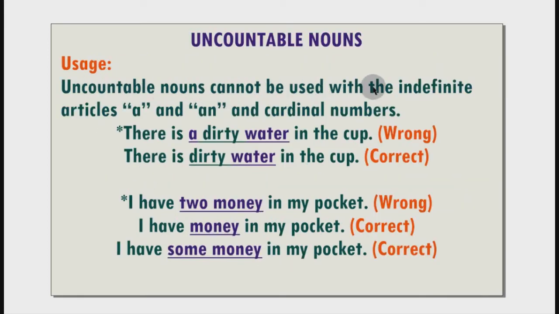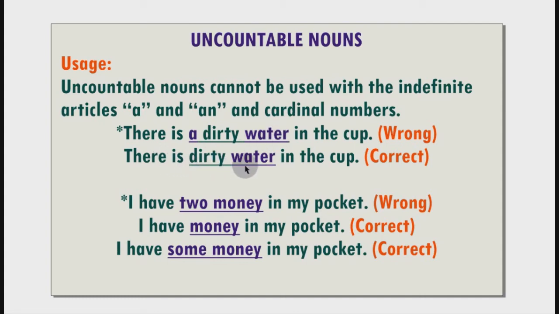Uncountable nouns cannot be used with indefinite articles a and an. And you cannot use them with cardinal numbers. So you cannot use cardinal numbers with uncountable nouns. There is a dirty water in the cup. That sentence is wrong. We cannot have a dirty water, although we can have dirty water without the article.